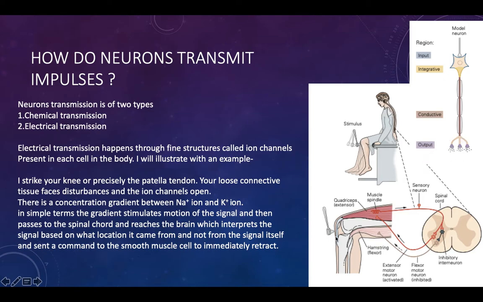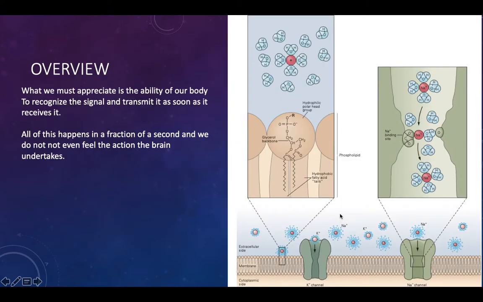So when I strike you here, there is a disturbance in the loose connective tissue, the ion channels open, and there is a concentration gradient between sodium and potassium ions. This stimulates the motion of the signal, and it passes to the spinal cord and reaches the brain, which interprets the signal based on the location from which it was transferred rather than the signal itself, and it sends back a command to the muscle cells to immediately retract. Now we have a quick overview.